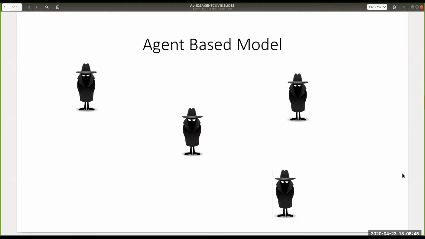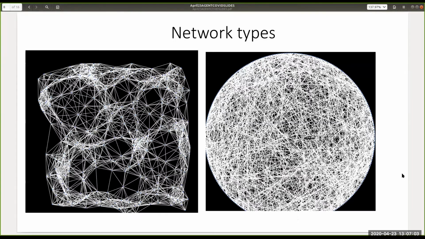So just to be clear, an agent-based model is one in which we have a network and individual nodes or agents. They have characteristics, and those characteristics determine at each time step how the agents interact with their neighbors. The network types that we considered were two that are just stock models in NetLogo. One is a spatial network, which is illustrated here on the left, and on the right is a Watts-Strogatz small world model.